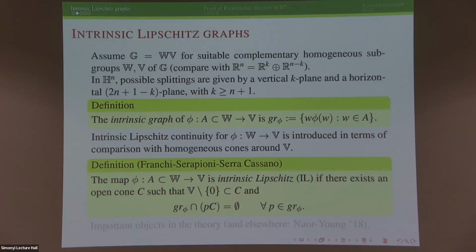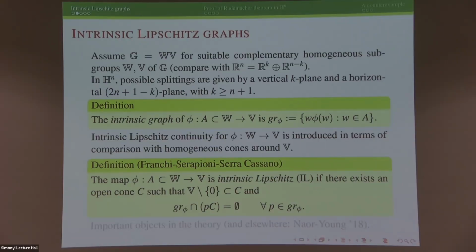Okay, and in fact, the graph goes into some horizontal direction. The opposite situation, where the domain is horizontal, is somehow trivial, and it always reduces to the Euclidean case.